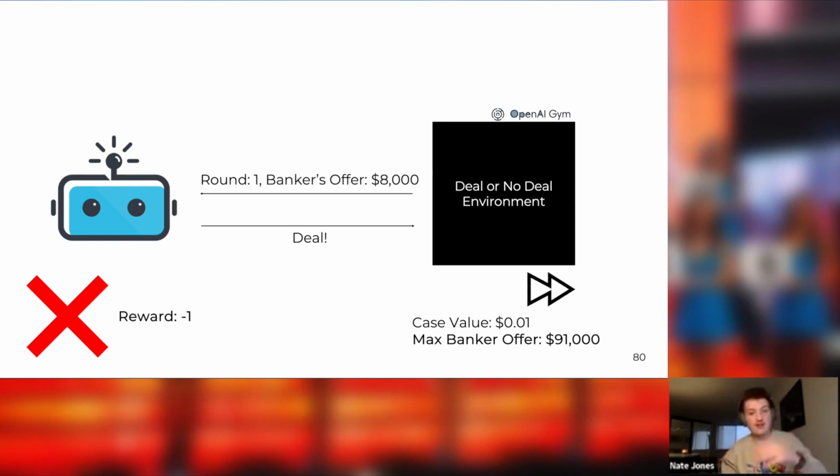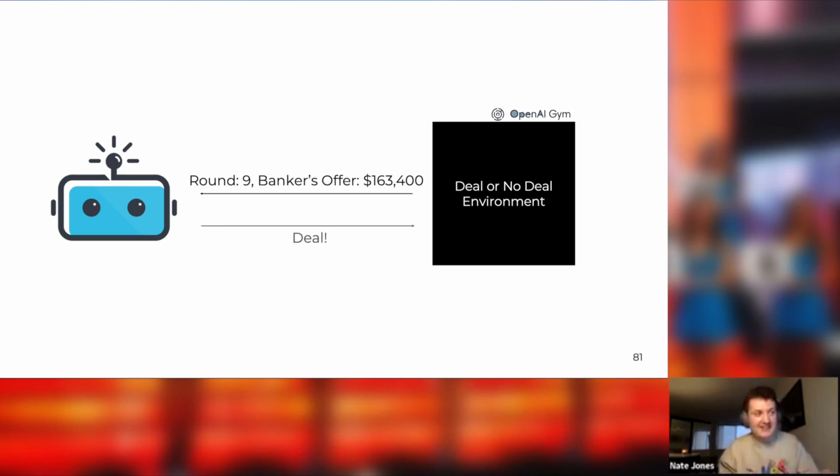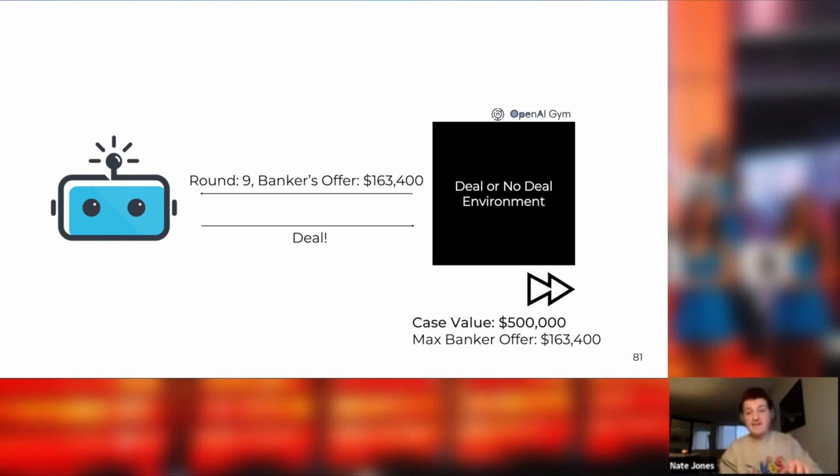Okay, so now it's another game. Our model knows maybe a little bit more. Now it might be round 9. The banker just made an offer of $163,000. Our model again says deal. We fast forward the game and we realize that technically our model beat the banker. That was the highest offer the banker was ever going to make in the game. But if it said no deal, it would have opened its own case and had $500,000 in there. And so technically it's kind of winning, but kind of losing. And so we punish it a little less strictly.